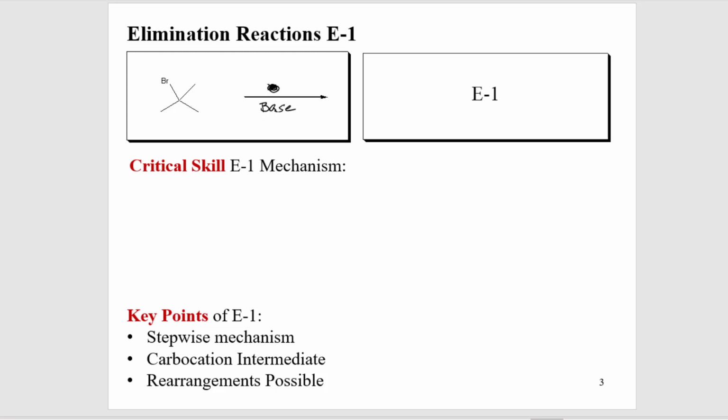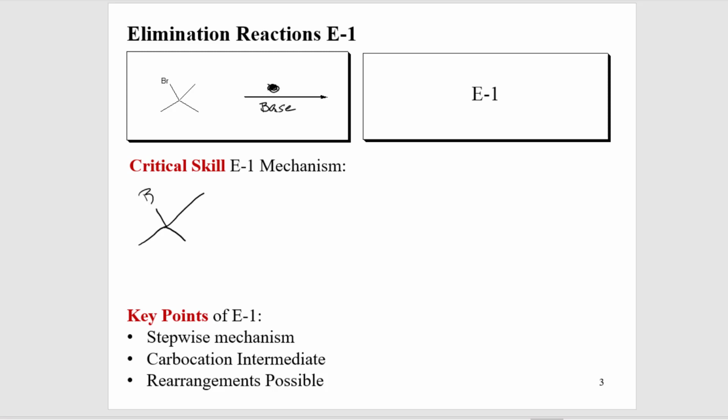Okay, so E1. Key points to an E1. Stepwise mechanism. That means there are probably some intermediates. Well, that's similar to SN1. There's a carbocation intermediate. Yep, we saw that in SN1. And because of the carbocation intermediate, there are possible rearrangements if need be. Check, check, and check, right? That sounds just like an SN1, and we'll talk about that. So let's begin.